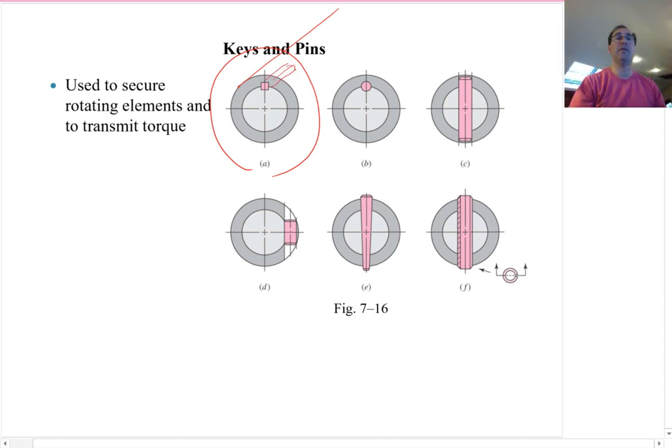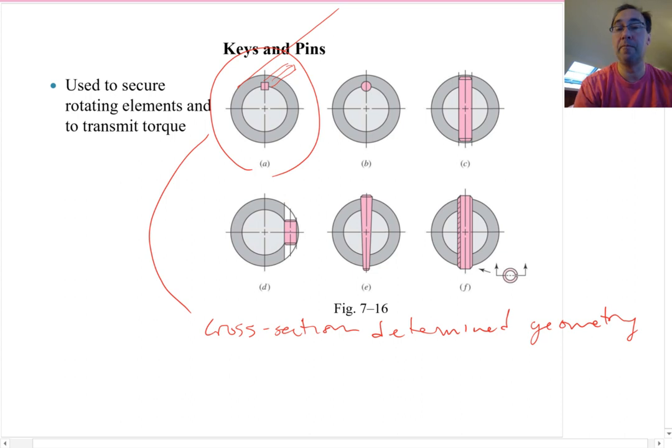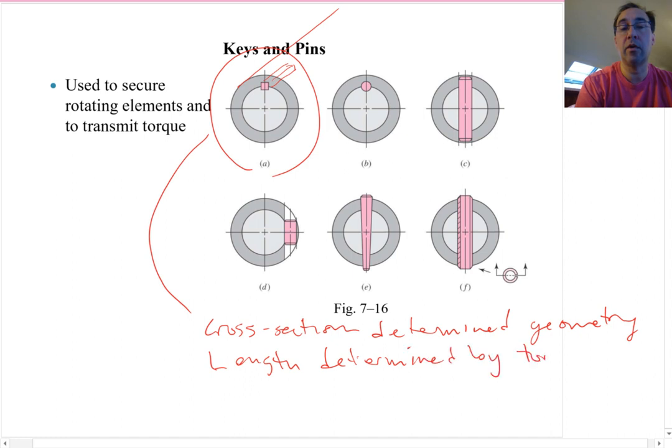Here's an important note about this. These rectangular keys, the actual cross section is determined by the geometry, specifically the shaft diameter, but the length is determined by the torque requirement.